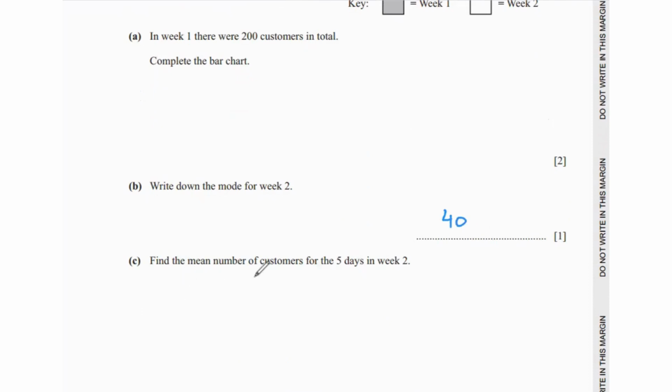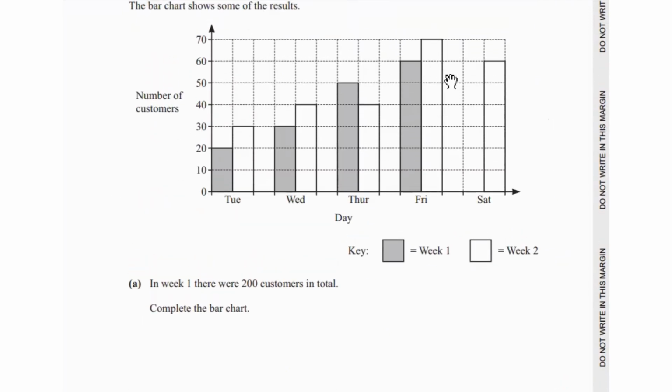Then it says find the mean number of customers for the 5 days in week 2. So for the mean number of customers, what we will do is add the total number of customers and divide it by the number of days. So for week 2, we have 30, 40, 40, 70, and 60. We will add these values and divide it by 5.